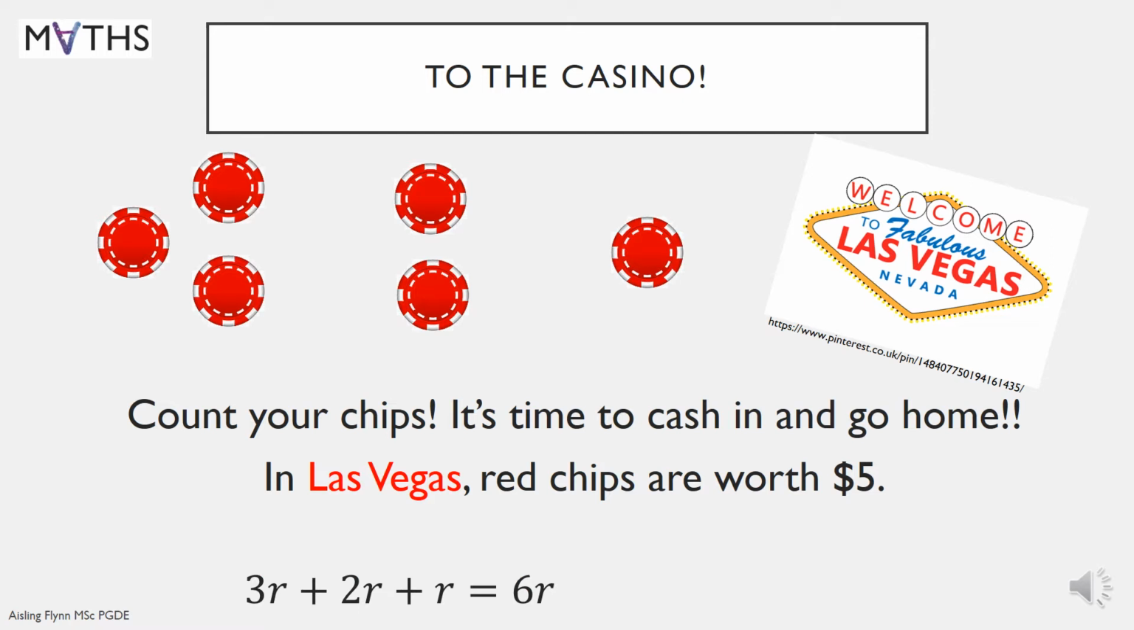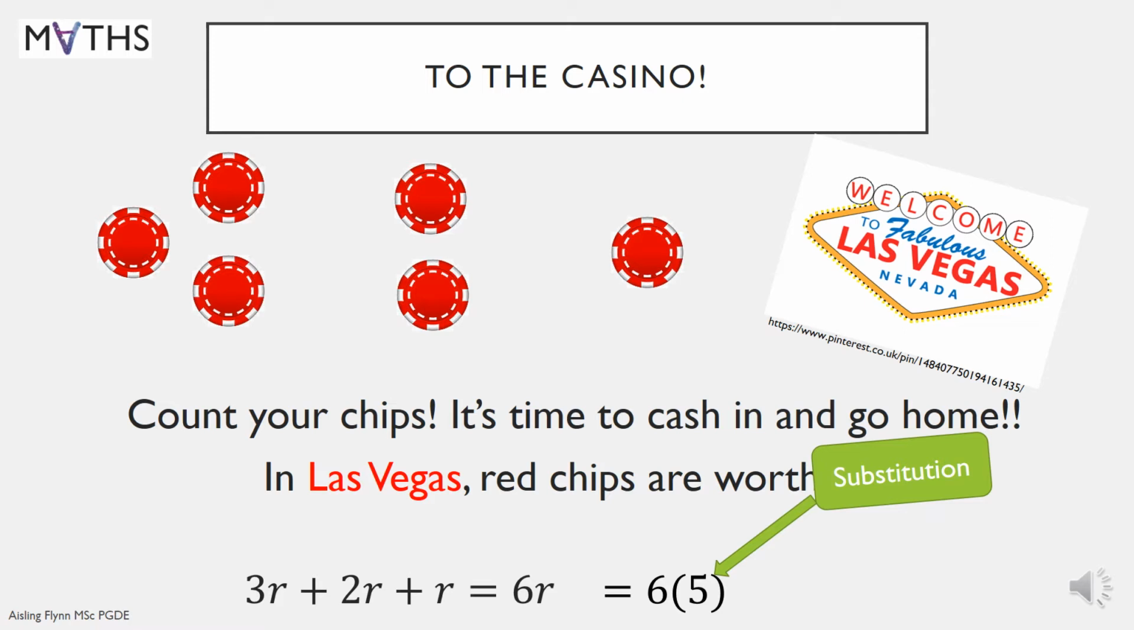So these are your chips. You had 3 and 2 and 1, 3R plus 2R plus R. You had 6R, so 6 red chips. They're worth $5 each, so we replace the letter R with the number 5, and that's called substitution.